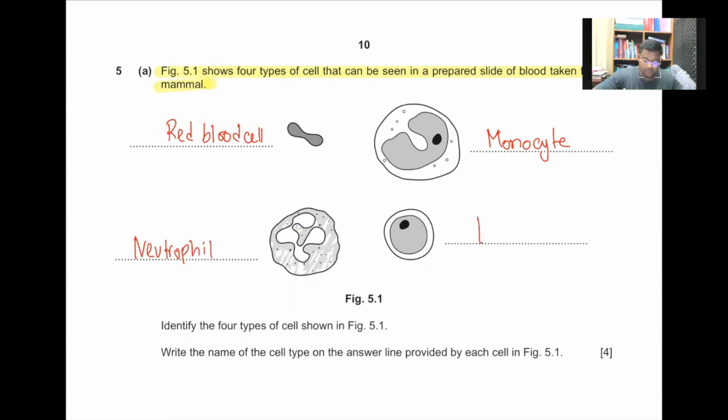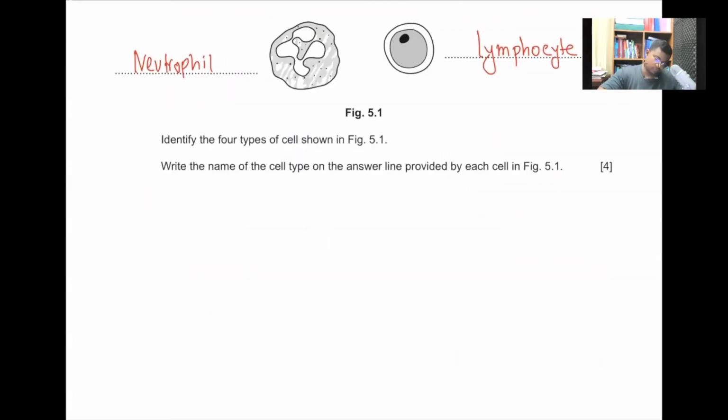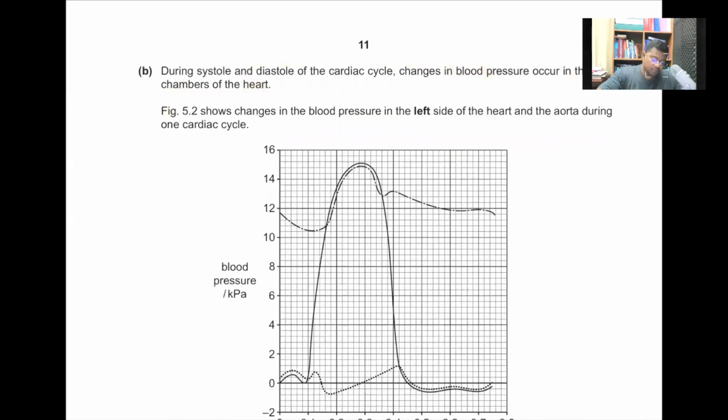And then we can see a lymphocyte. A lymphocyte can be recognized by a round nucleus that almost covers the entirety of the cell. So the question said, write the name of the cell type in the answer lines provided. We did it. Part B. During systole and diastole, the cardiac cycle, changes in blood pressure occur in the 4 chambers of the heart. Figure 5.2 shows changes in blood pressure in the left side of the heart and the aorta during one cardiac cycle.